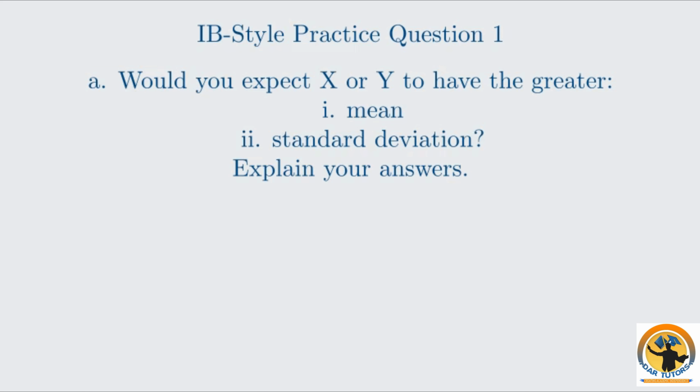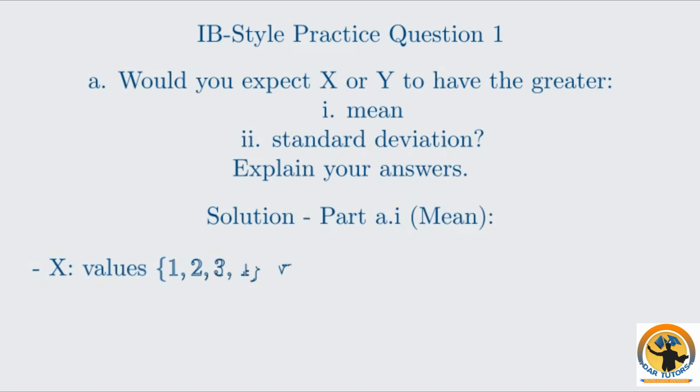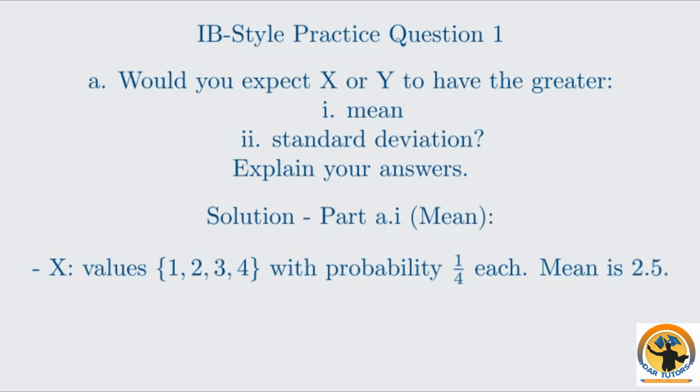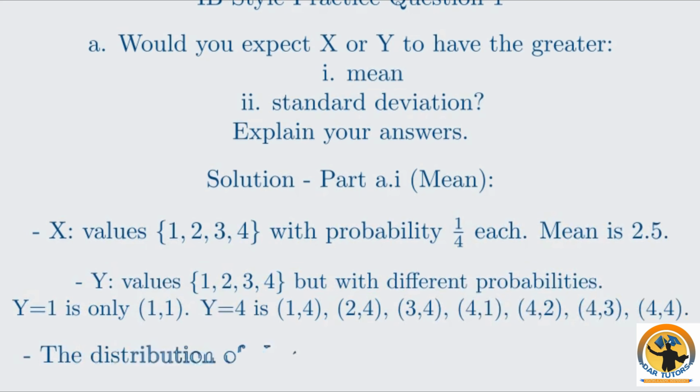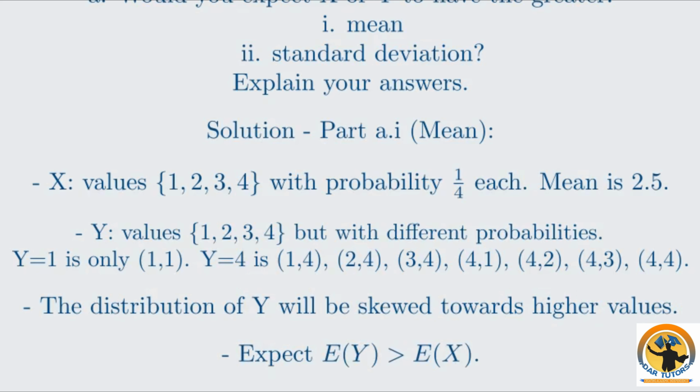What happens when you roll the die a second time? Let's consider the mean first. When we roll once, x can be 1, 2, 3, or 4. The mean will be the average of these. When we roll twice and take the highest, the possible values for y are still 1, 2, 3, or 4. However, the outcomes 1 and 2 are much less likely for y. For example, to get a 1 for y, both rolls must be 1. To get a 4 for y, any roll with a 4 would be a 4. This means the distribution for y will be skewed towards the higher values. Therefore, we would expect the mean of y to be greater than the mean of x.